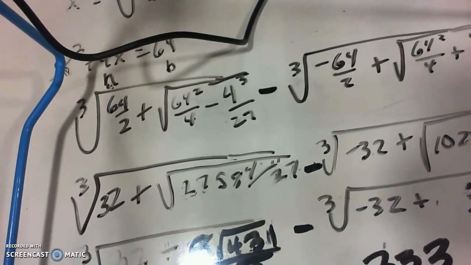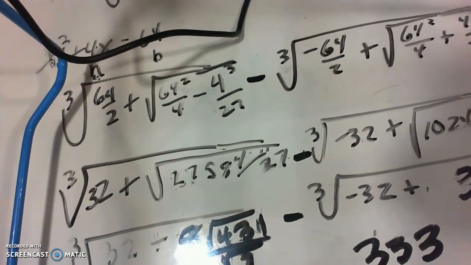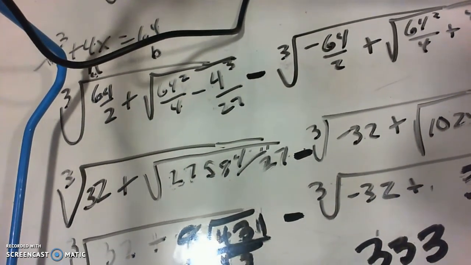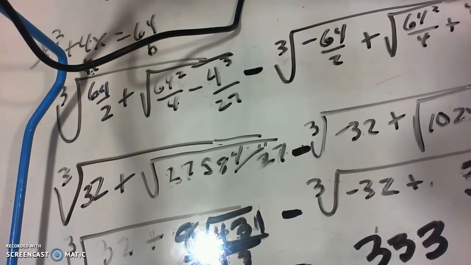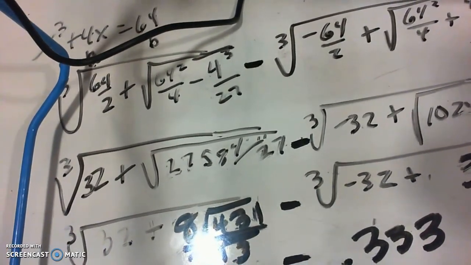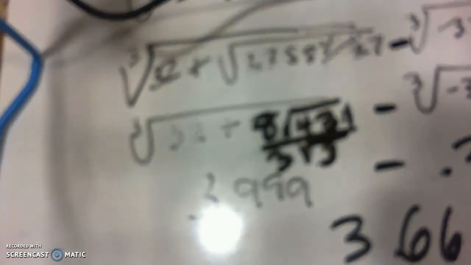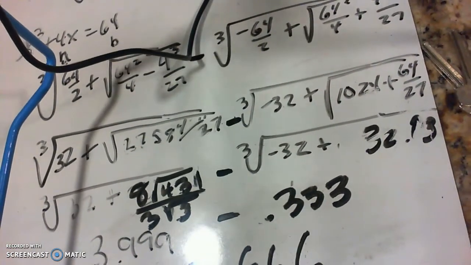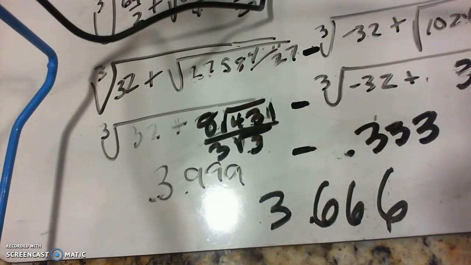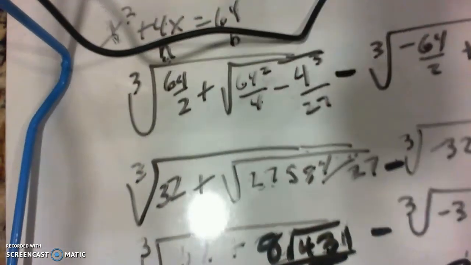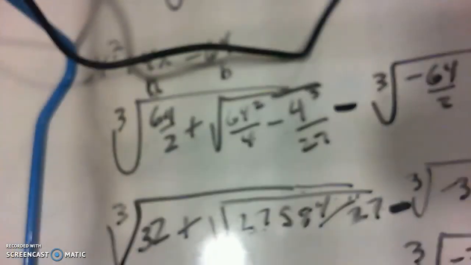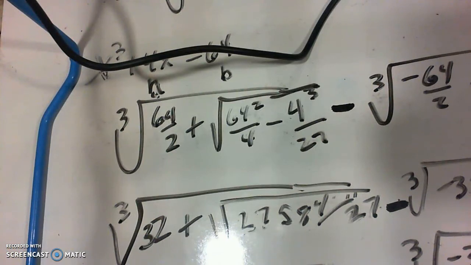I'd encourage you to try this. And there I left it as 27,584 over 27. And down here I simplified it. Over here I just went decimal and I came up with 3.666. And then I used the same thing on my calculator.